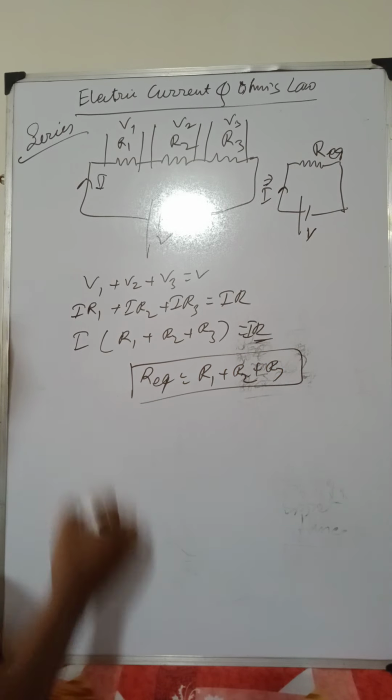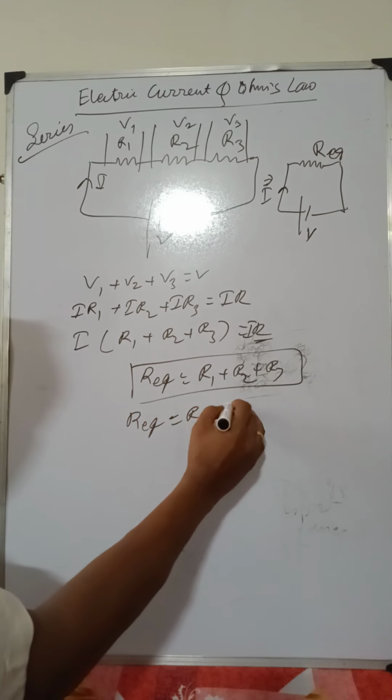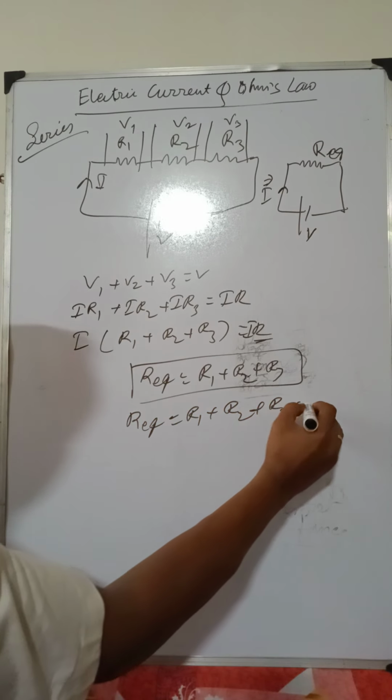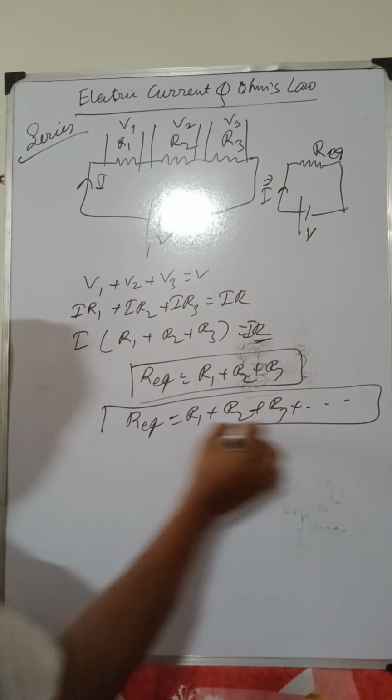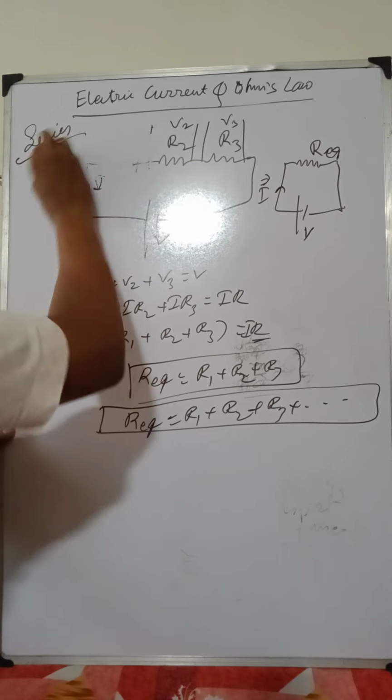This is for three resistances. We can take n number of resistances, and for that we can write R1 plus R2 plus R3 plus and so on. This is the equivalent resistance for a series combination of resistances. Now we want to see the parallel combination.